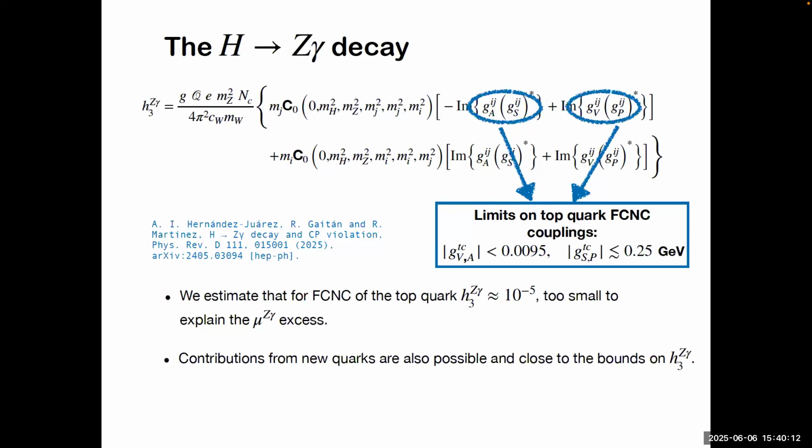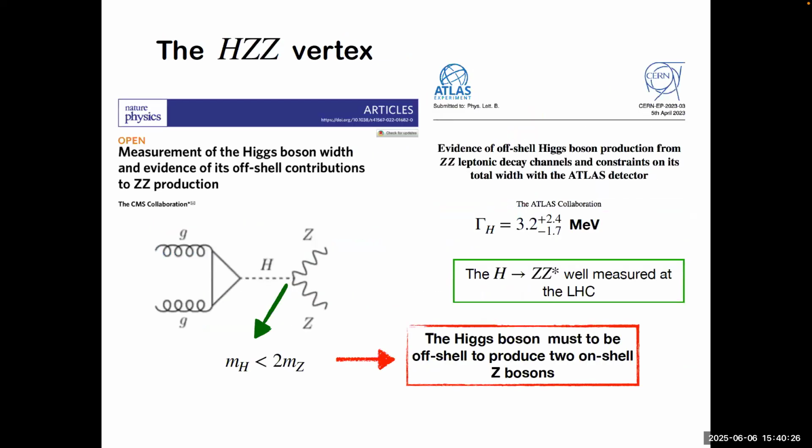But well, we also explored the possibility of a new family of quarks, and in this case, it's possible to explain the result observed at the LHC. I just want to say that the LHC also reported 3 years ago the first evidence of two Z bosons produced through an off-shell Higgs boson.